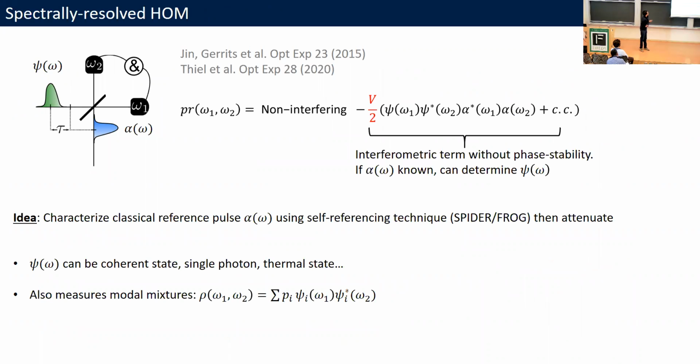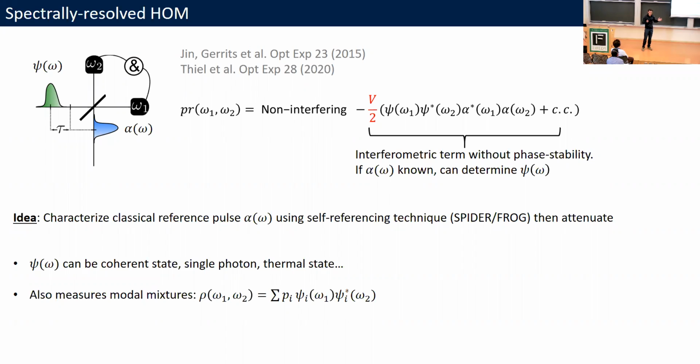Okay, and so we're going to combine our unknown photon, labeled by psi here, with the reference on the beam splitter, and then look for spectral intensity correlations at our single photon detectors. And as I mentioned before, if you know alpha, you can just divide that out and work out what psi is. Now, why is this fine? Well, because alpha can just be a coherent state.